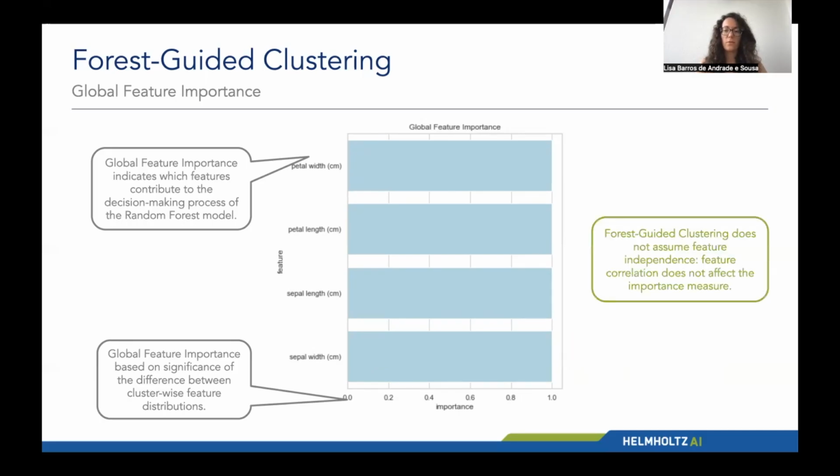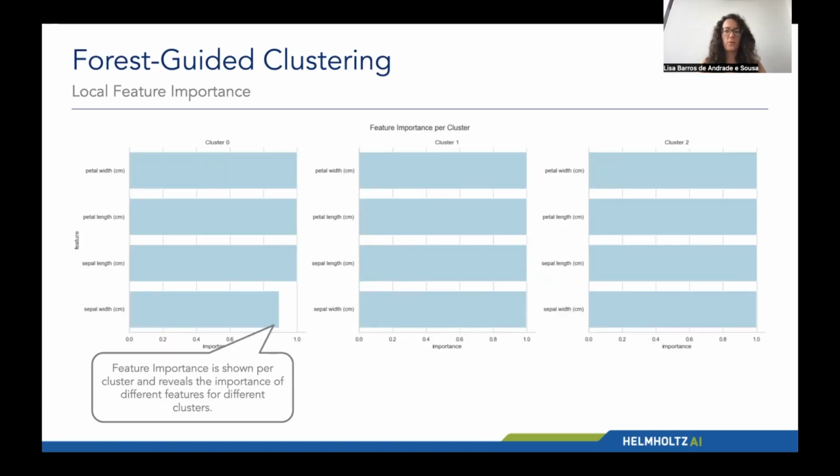One big advantage of forest-guided clustering is that it does not assume feature independence. So even if you have high correlation amongst features in your dataset, it doesn't affect the feature importance measure. In addition to the global feature importance, forest-guided clustering also provides a local feature importance. This local feature importance reveals the importance of different features for the different clusters.